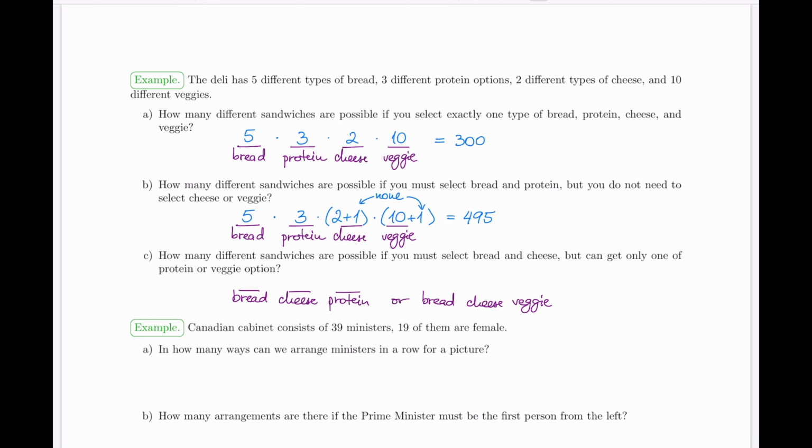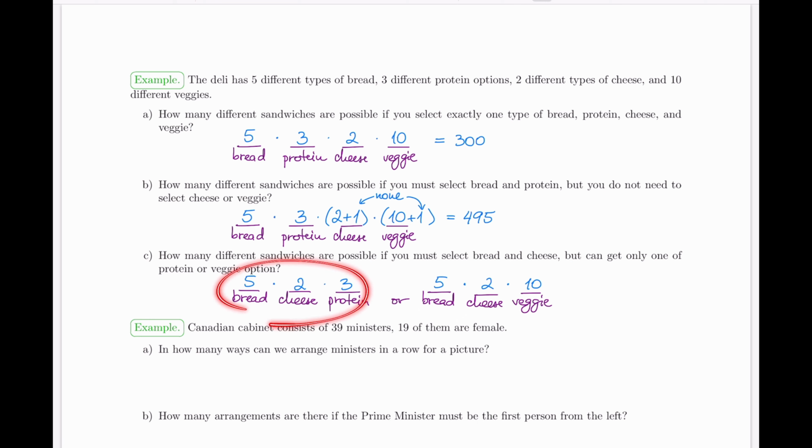How many options do I have for each of these? Well, for bread I have 5, for cheese I have 2, for protein I have 3, and then bread, cheese, and a veggie. Within each of these, I will apply the multiplication principle because I have to choose bread, followed by choosing the cheese, followed by choosing the protein. And same in the second scenario where I have to pick bread and then cheese and then a veggie. So I can connect these all by multiplication.